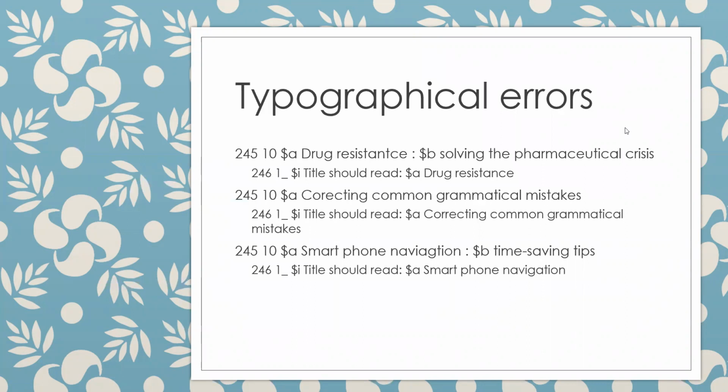And then our last example, we have a 245 10, subfield A, smartphone, and notice navigation is spelled incorrectly. Space, colon, space, subfield B, time-saving tips. So we're going to create a 246 1, second indicator blank, subfield I, title should read, colon, space, subfield A, smartphone navigation. I'm going to spell navigation correctly.